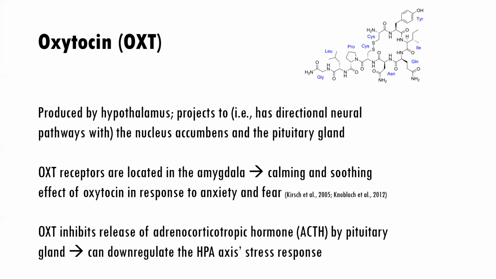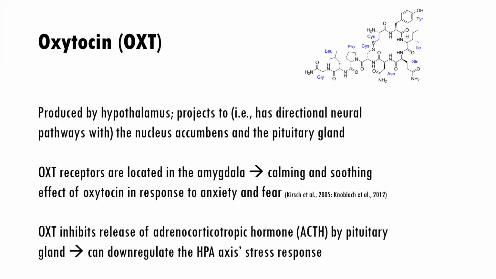So oxytocin is produced by the hypothalamus, and it projects to, that means has a directional neural pathway with, the nucleus accumbens, which has to do with motivation, and also the pituitary gland, which has to do with the sympathetic system, the release of cortisol and adrenaline. Interesting, right? As well, oxytocin receptors are located in the amygdala. And this is a very important piece of the puzzle. Remember, the amygdala is the seat of fear, emotional processing? It is believed that oxytocin has a calming and soothing effect in response to anxiety and fear. So it's not only a bonding chemical, it also assuages anxiety and fear.